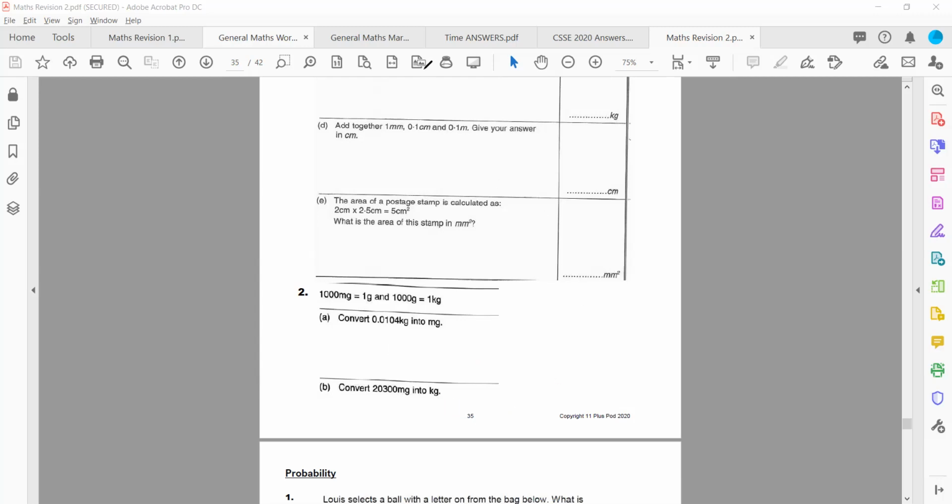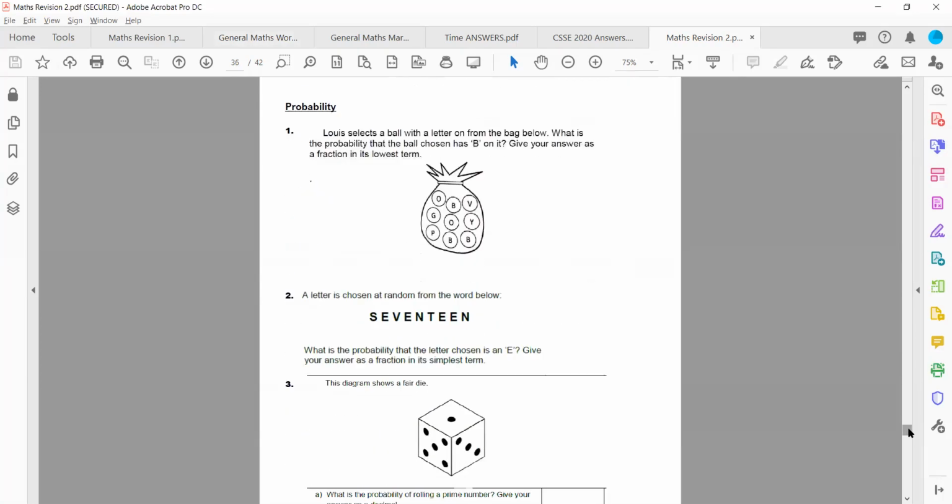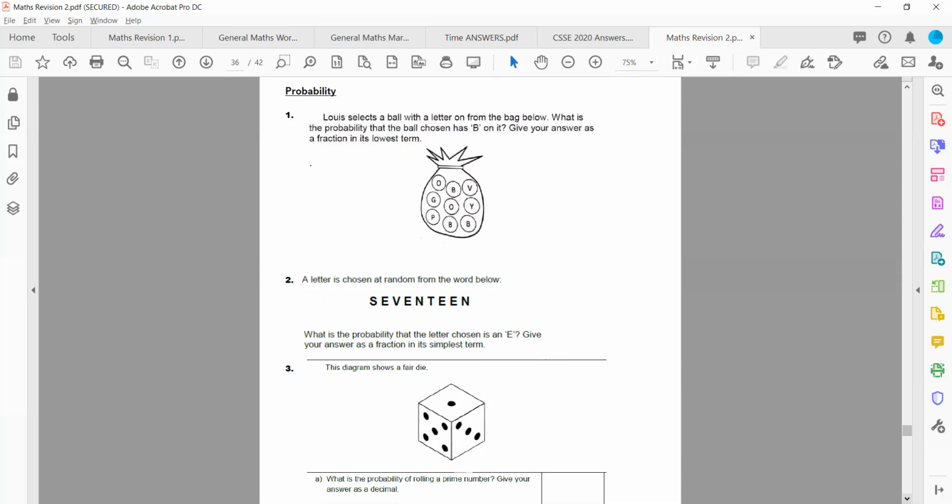Now, let's have a quick look at probability. Probability isn't really in the Key Stage 2 curriculum anymore. However, it can appear in the 11 plus because it is testing your ability to apply logic, if you like. So here we have Louis selects a ball with a letter from the bag below. What is the probability that the ball he has chosen has a B on it? Give your answer as a fraction in its lowest term.